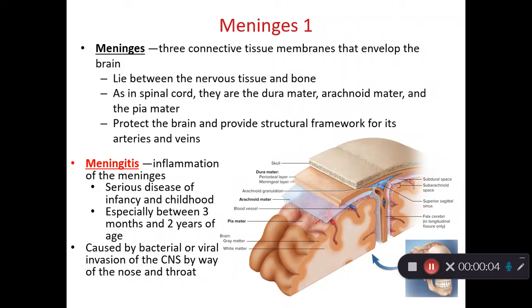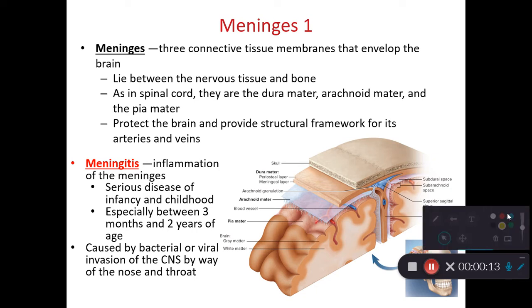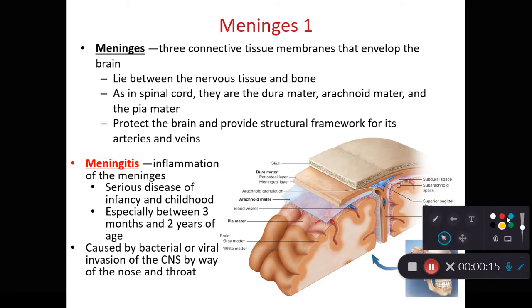Hi class, in this recording we're going to dive in and start talking about some more general features of the brain, including the meninges and the ventricles. So as we look at the meninges, they are really the membranes that help to protect the brain. These membranes or layers that wrap around the brain are threefold.